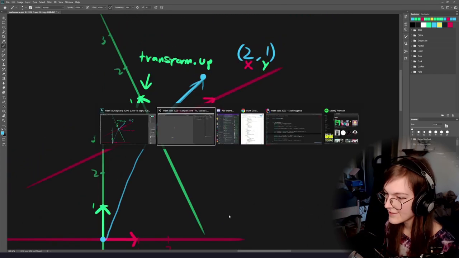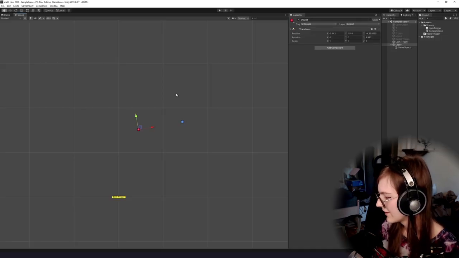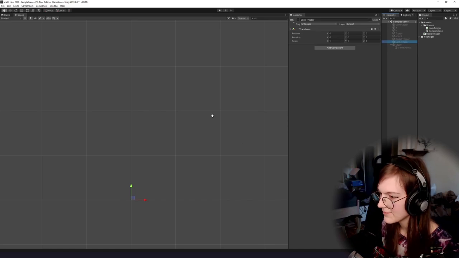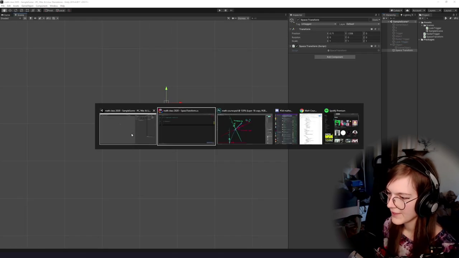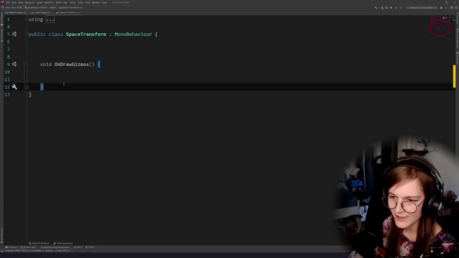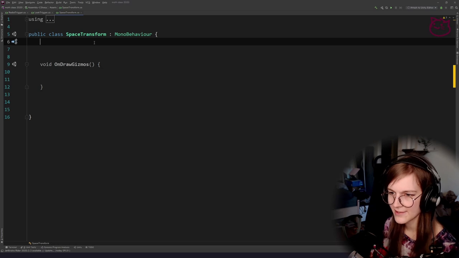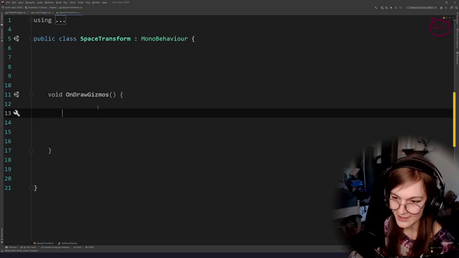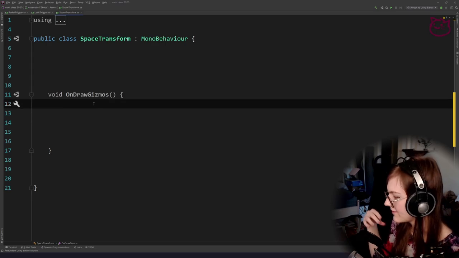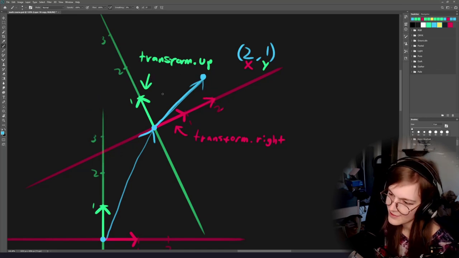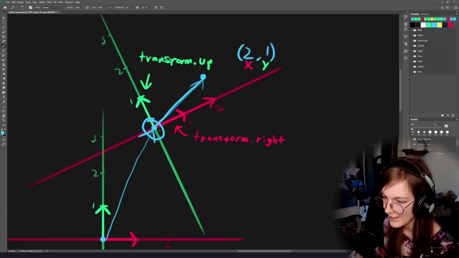Okay, let's do this in practice because we've done a lot of theory. So let's implement this. Presuming you want to see this implemented, I'm guessing it might be useful. Okay, let's see. Maybe we can start out by visualizing the basis vectors. We're going to use this object itself as the object, so the script resides on this one. So transform.position would be this object or that position.